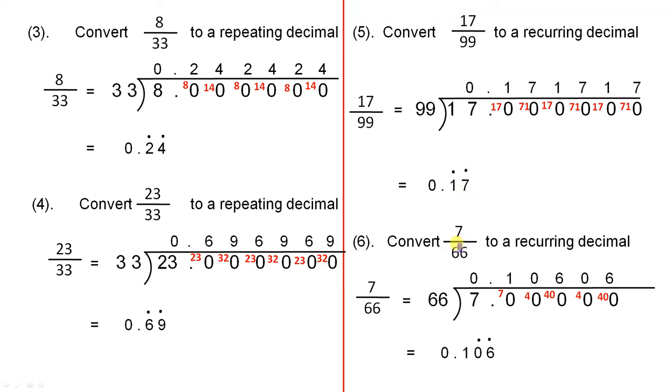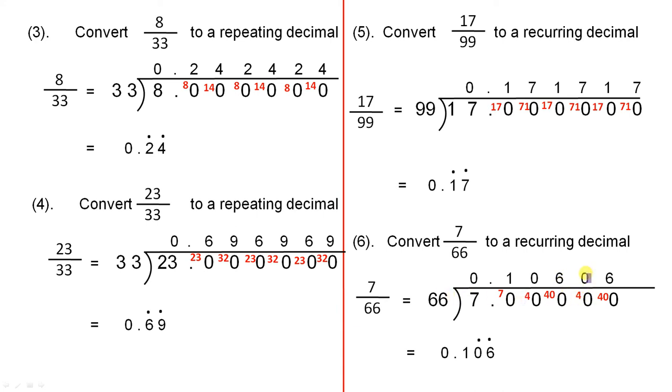And finally, this one's a little bit different. Convert 7 over 66 to a recurring decimal. So we divide 66 into 7 with a lot of zeros. 66 into 7 goes 0 with 7 left over. 66 into 70 goes once with 4 left over. 66 into 40 does not go. 40 left over. 66 into 400 goes 6 times with 4 left over.